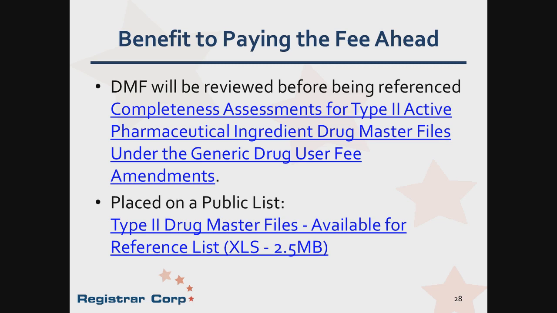By paying the fee ahead of time, the DMF will undergo an initial completeness assessment using factors articulated in the final guidance, Completeness Assessments for Type 2 Active Pharmaceutical Ingredient Drug Master Files under the Generic Drug User Fee Amendments. This will allow time for the DMF holder to resolve any issues before being referenced. Once the DMF passes the initial completeness assessment, FDA will identify the DMF on the public list of Type 2 DMFs that are available for reference for generic drug applications.